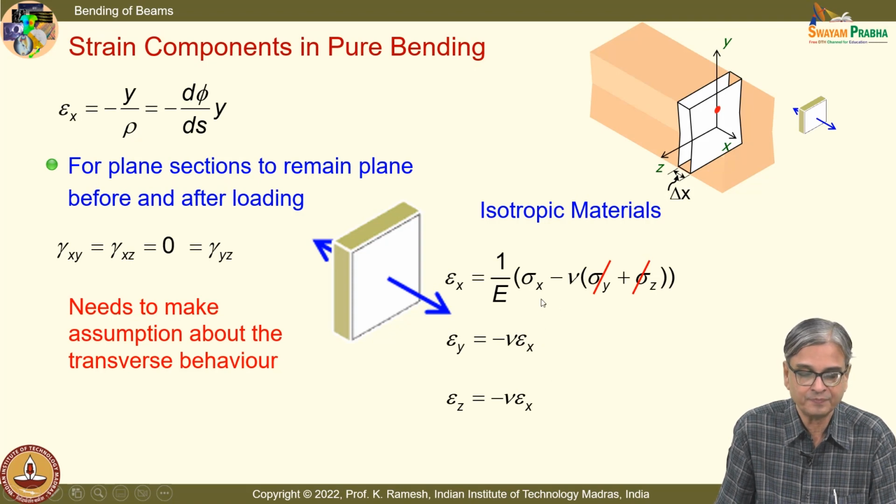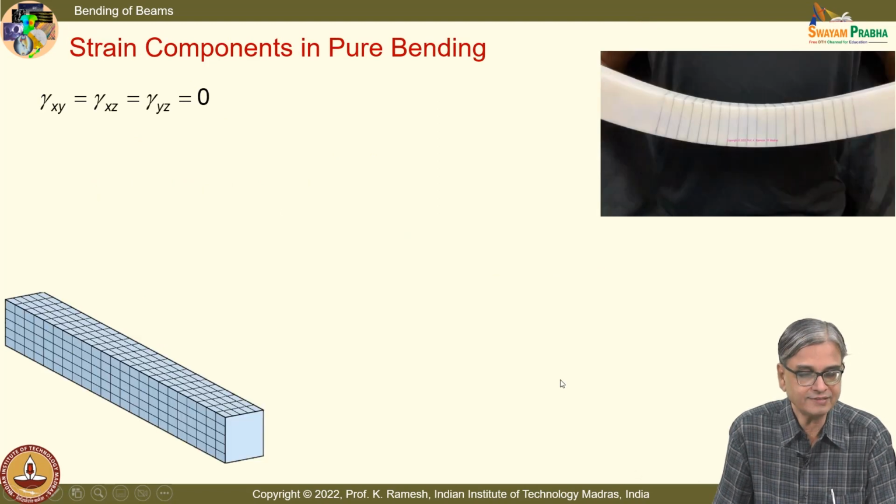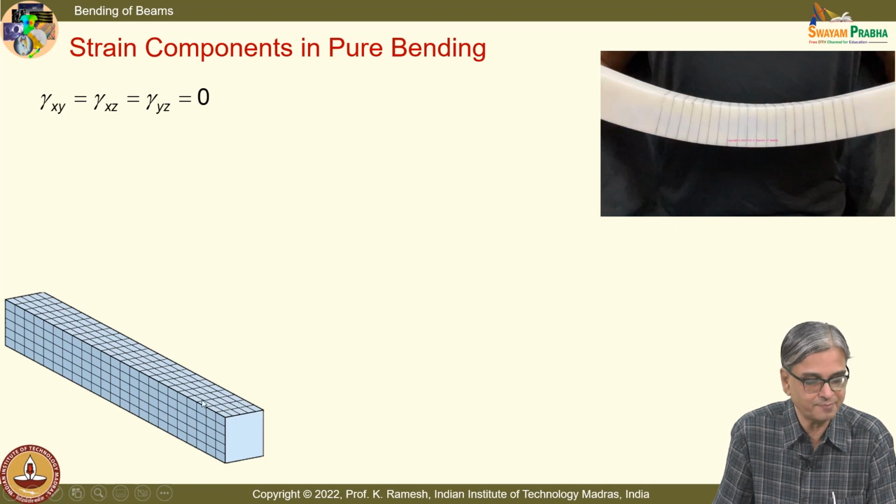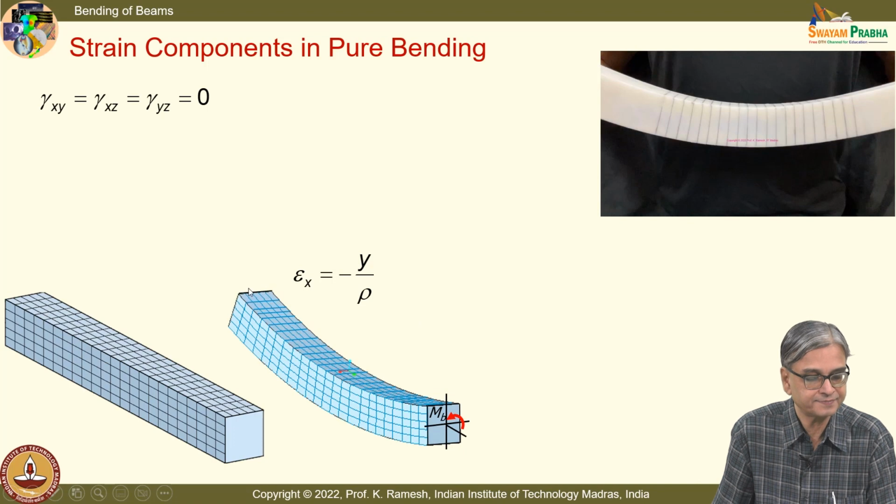When there is contraction, it will bulge out. I will also have epsilon y, I will also have epsilon z. That is equal to minus nu times epsilon x. Now, let us understand. I have drawn a sketch. This is the beam which is reasonably slender, and if you consider only epsilon x exists as minus y by rho, the beam has bent, fine.